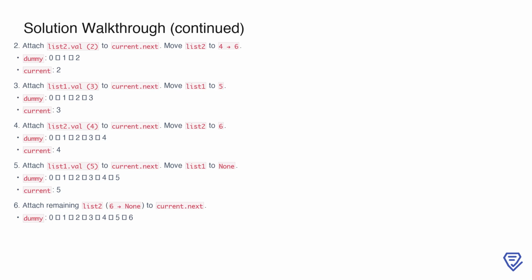Next, with list 1 still at 3 and list 2 at 4, we attach the node from list 1 to current.next, move list 1 to its next node pointing to 5, and update current to the node with the value 3. The merged list is now 0, 1, 2, 3.